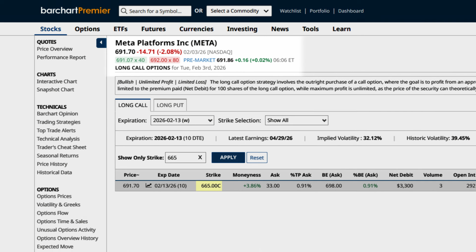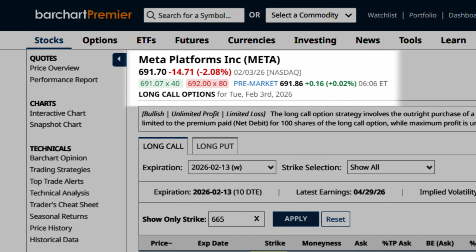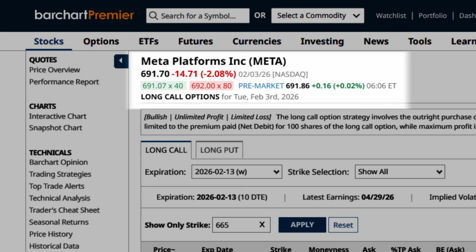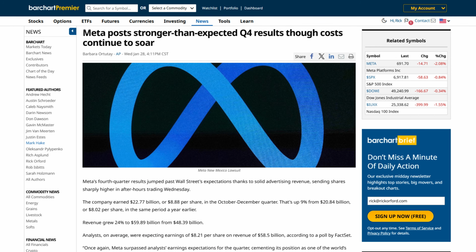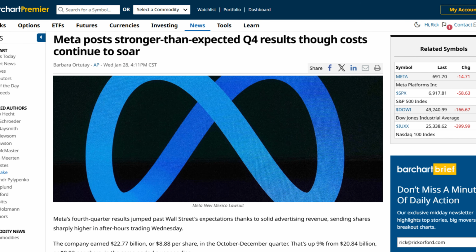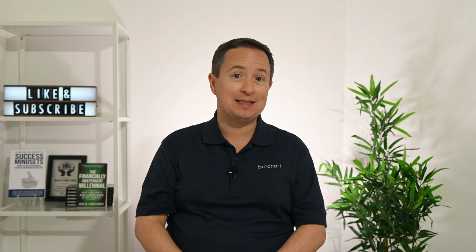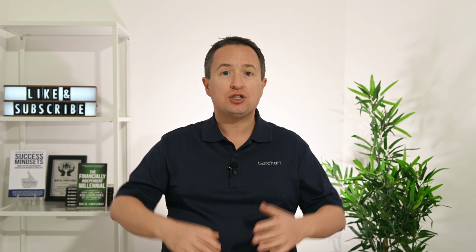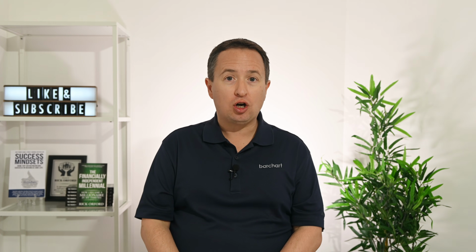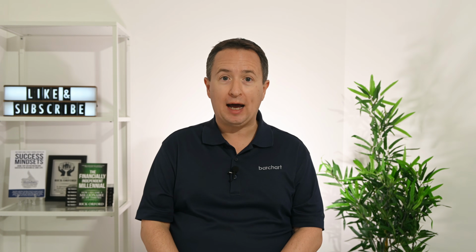Fast forward to today, the day of recording, and Meta is now trading at $691. The stock rallied following Meta's release of its fourth quarter and full year 2025 financial results. Both top and bottom lines exceeded Wall Street estimates. So let's see how much your long call and bull put trades are worth now.